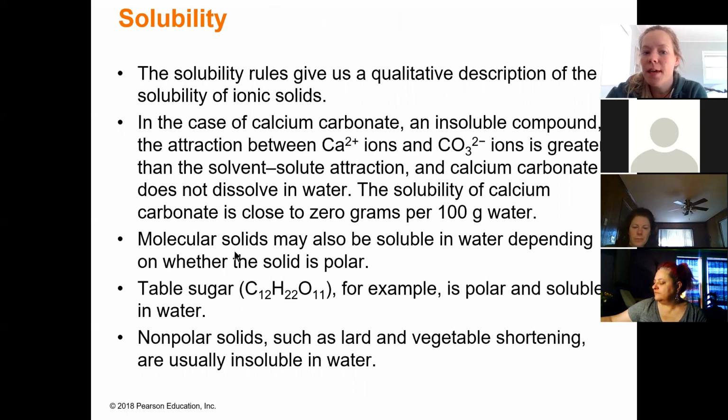Molecular solids, so things that are 2 or more non-metals, when they dissolve, are not actually breaking apart into ions. A great example of that is table sugar. Here's the formula for table sugar. You see there's no metal in this, this is all non-metals. So this means that the whole thing is covalently bonded together. So the molecule isn't going to break apart. It may break apart from its neighboring molecule, but the molecule as a whole isn't going to break apart.